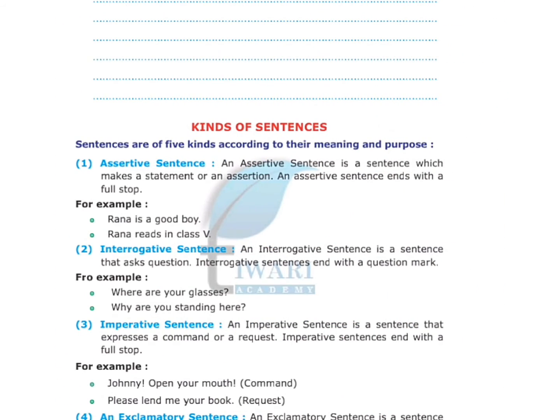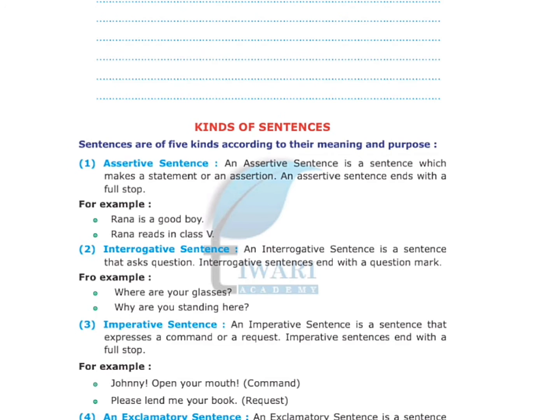Okay, now let's see kinds of sentences. So sentences are of 5 kinds according to their meaning and purpose. Okay, first is the assertive sentence. Second, interrogative sentence, third, imperative sentence, fourth, and the last, exclamatory sentence. So an assertive sentence is a sentence which makes a statement or an assertion. An assertive sentence ends with a full stop, like Rana is a good boy.